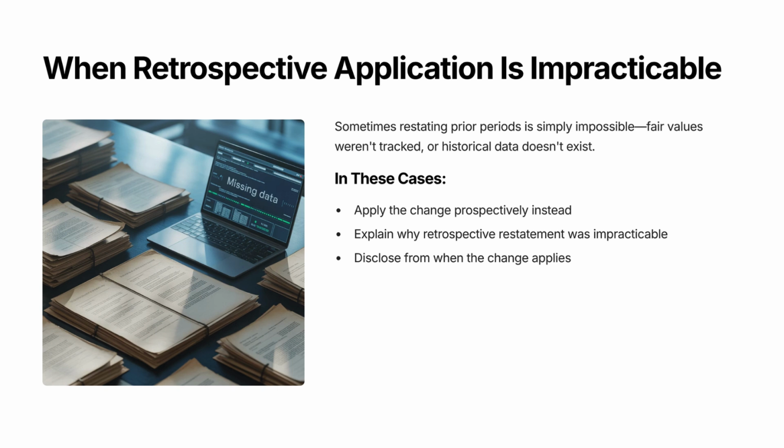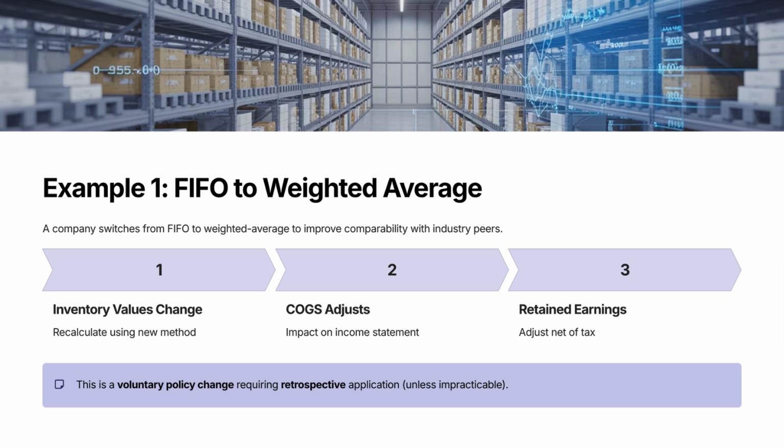Let's bring this to life with examples so you can really cement the concept. A company switches from first in, first out to weighted average to improve comparability. Inventory values change. COGS changes. Retained earnings adjust, net of tax. This is a voluntary policy change, so you use a retrospective application unless impracticable.